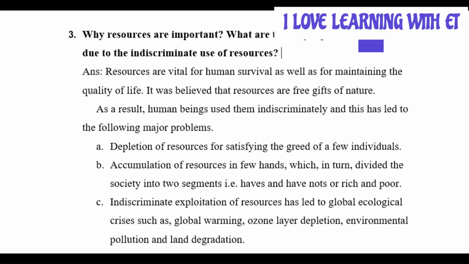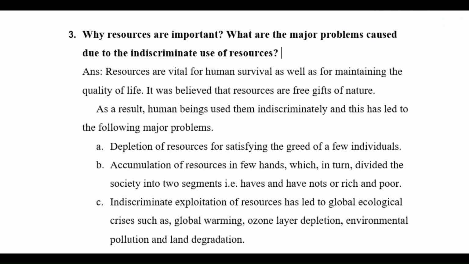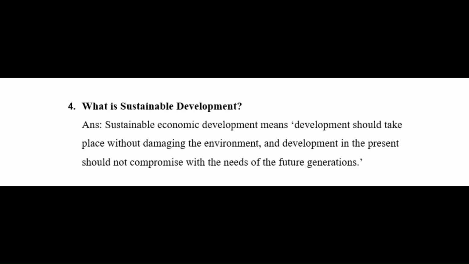A. Depletion of resources for satisfying the greed of a few individuals. B. Accumulation of resources in few hands, which, in turn, divided the society into two segments, i.e. haves and have-nots, or rich and poor. C. Indiscriminate exploitation of resources has led to global ecological crises such as global warming, ozone layer depletion, environmental pollution, and land degradation.